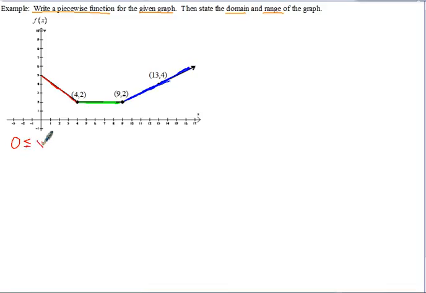Domain is x, and x is less than. Notice where the first piece in red here stops is at an x value of 4, and it does equal that.